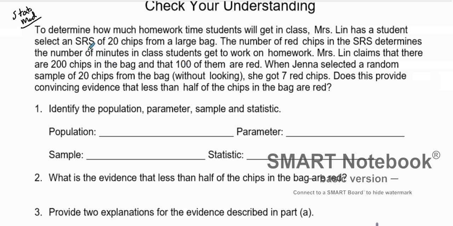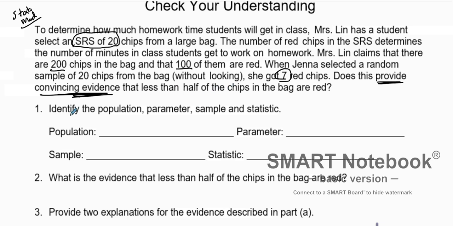Okay, so here's a claim. She's going to do an SRS, so this is our sample. The claim is that 100 of those are going to be red. When Jenna selected a random sample of 20 chips from the bag, she only noticed that there are only 7 red chips. Does this provide convincing evidence that there are fewer red chips in the bag? Now, this is inference.